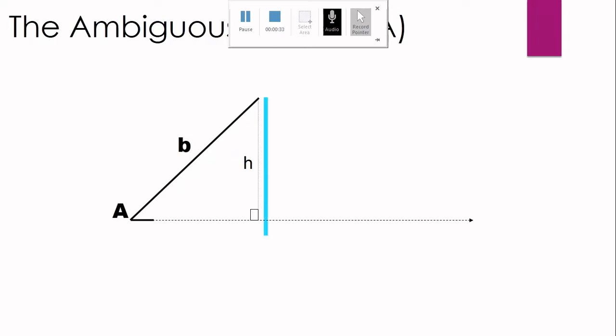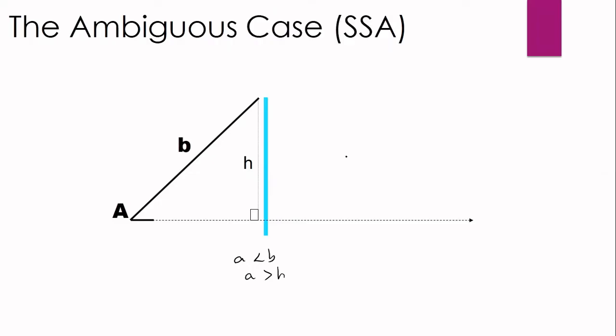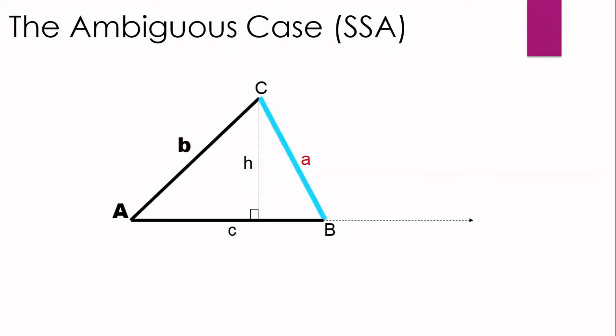But this time around, A is less than B and A on the other hand is greater than the height. So yung B natin ay mas maliit, yung A natin ay mas maliit sa B pero mas mahaba siya sa height. Ang tanong, makakabuo ba tayo ng ating triangle? Can we create a triangle here? Yes, okay. So makakabuo tayo ng isa.